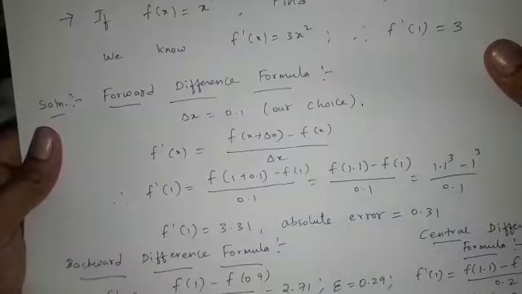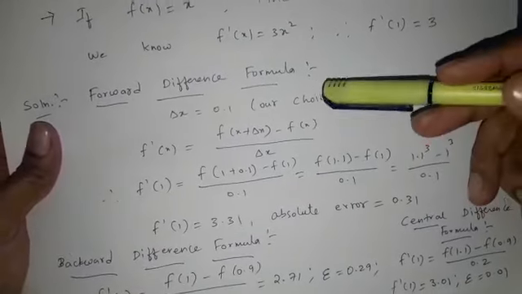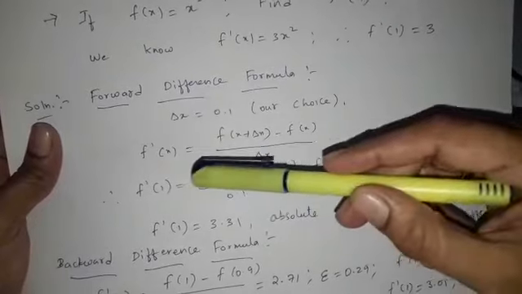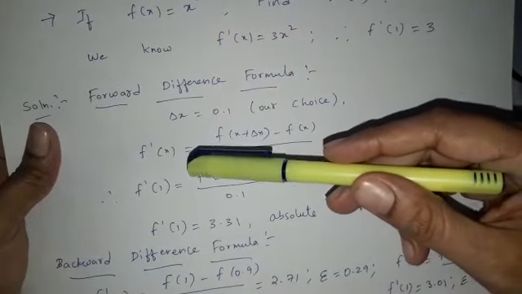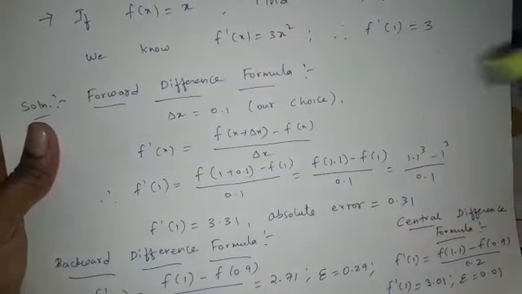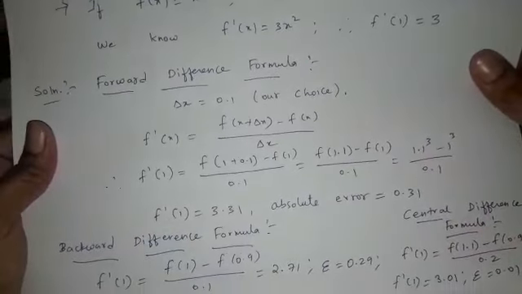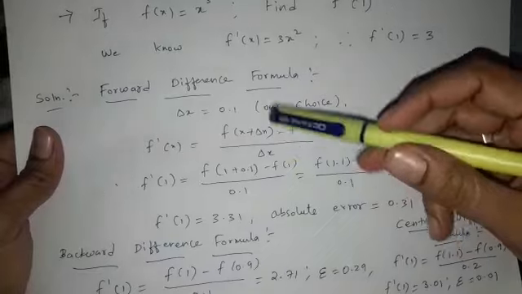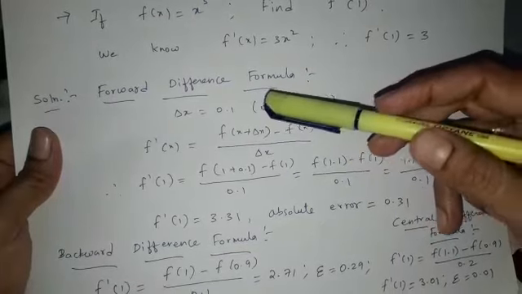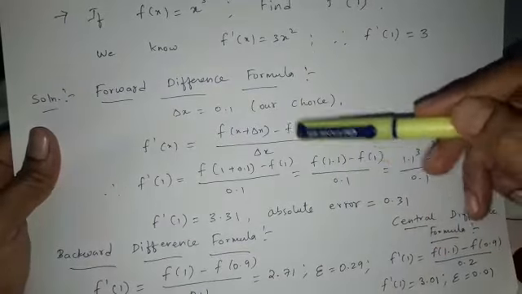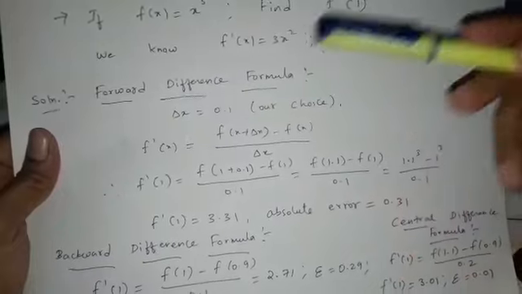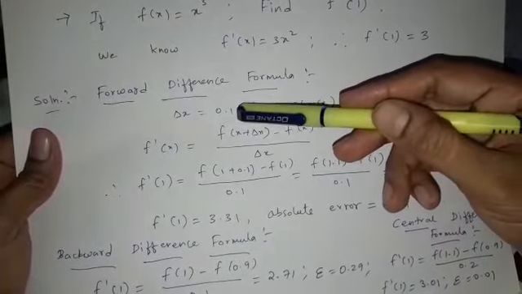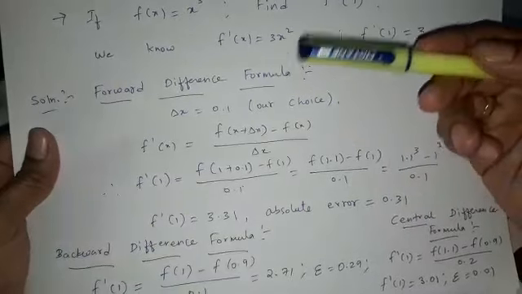Let's use a forward difference formula to find f dash of x. The forward difference formula is given as f dash of x is equal to f of x plus delta x minus f of x over delta x. Okay, this delta x is our choice. For doing this problem, let's take delta x as 0.1, but the smaller the value of delta x, the more accurate is your solution.